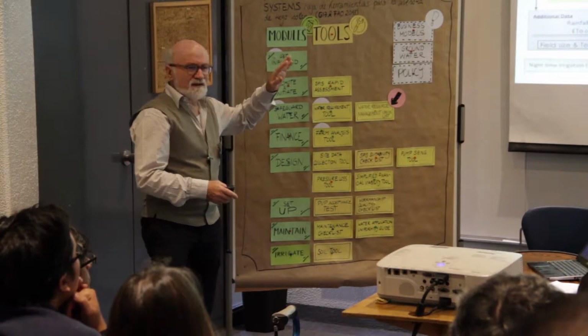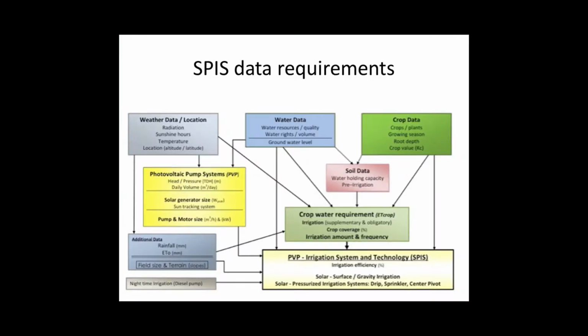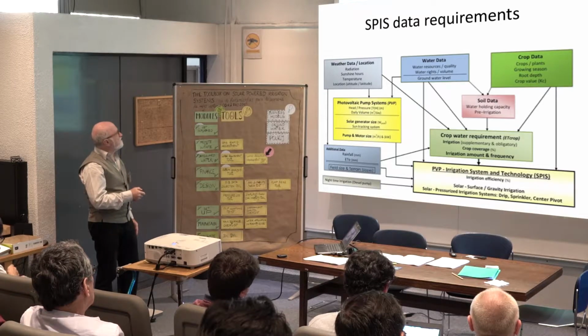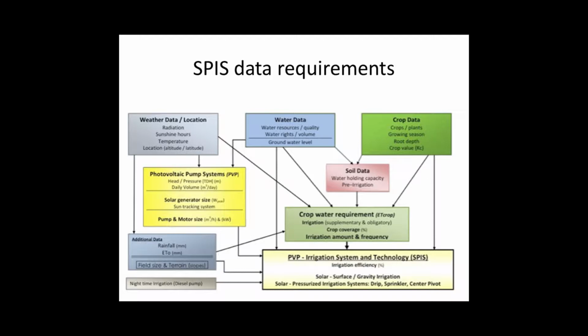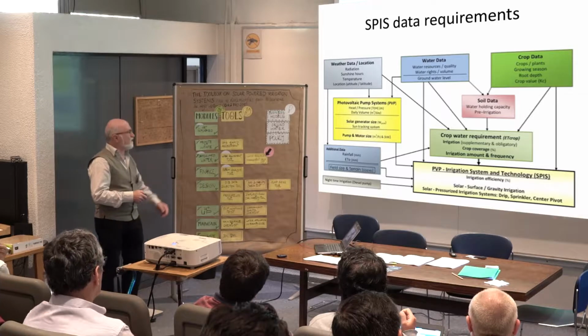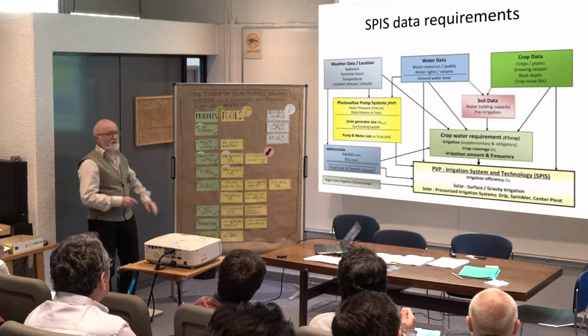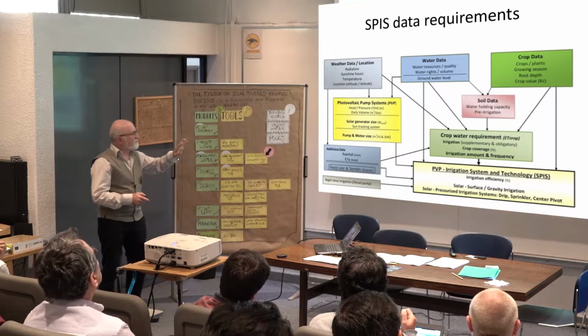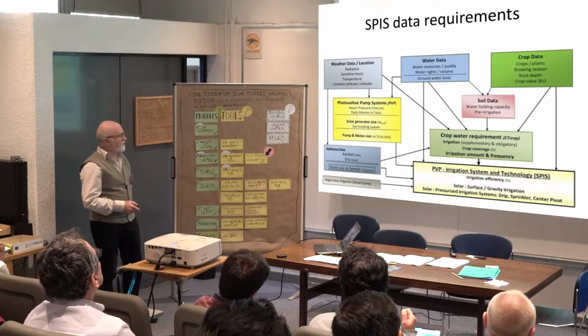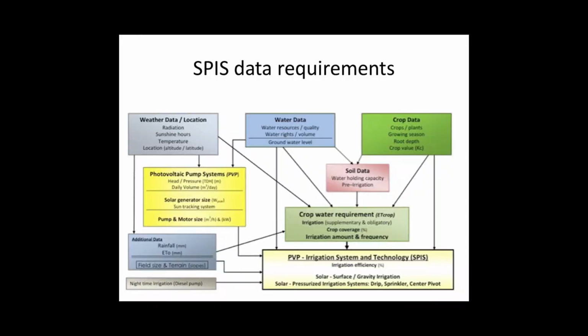When you see that solar-powered irrigation systems need a lot of data. If you have grid connection, it's much less, but with solar, you need the weather data for your location. You need water data. You need crop data. You have soil data, crop requirements, water requirements. Then you have a lot of photovoltaic pump systems, and there's additional data like rainfall, and all this you want to have an optimal sizing and optimal solution for your solar pump system. So what do you do?